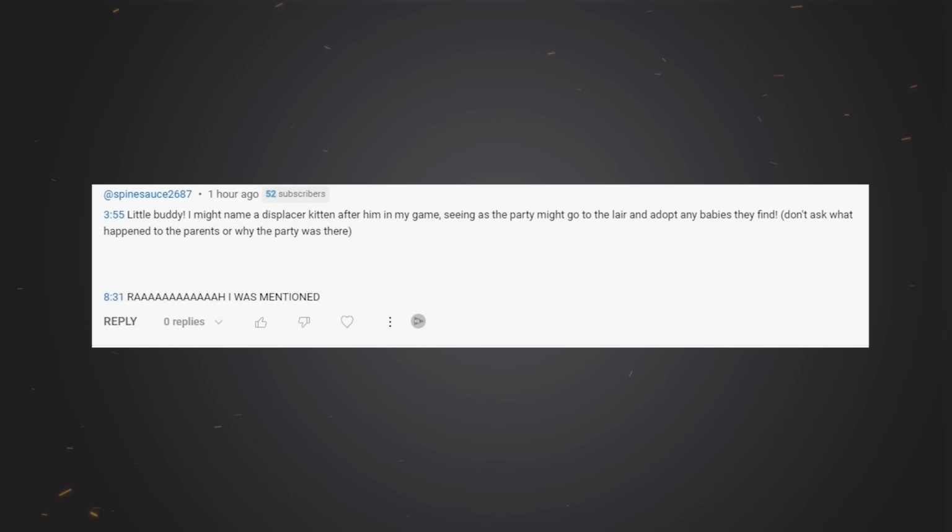Spinesauce2687 says, little buddy, I might name a displacer kitten after him in my game. That would be amazing. Seeing as the party might go to the lair and adopt any babies they find, don't ask what happened to the parents or why the party was there. Well, now I have to ask. Also, at the very bottom of the comment, you put, rah, I was mentioned. Well, guess what? You got mentioned again, so there you go.